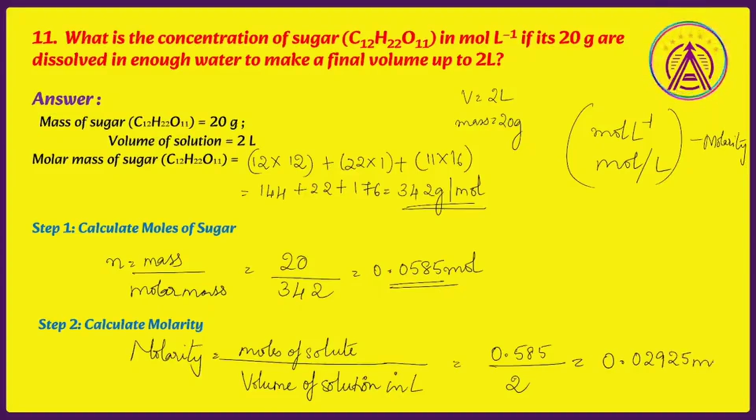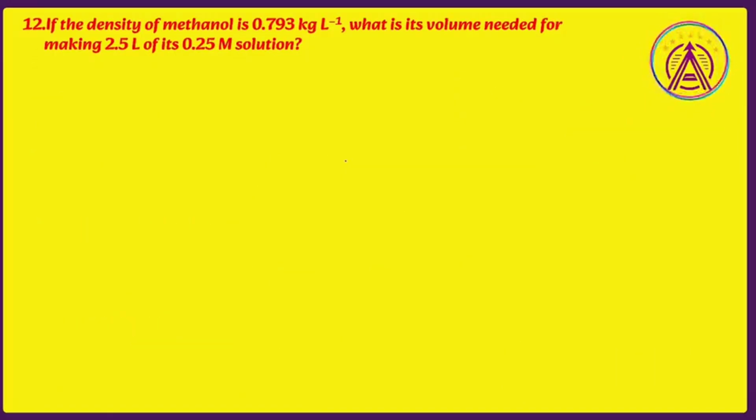moles per liter. Question number 12. The density of methanol is 0.793 kg per liter. What is its volume needed for making 2.5 liters of its 0.25 molar solution? Okay. So here, just see what is given to you in the question. Density is given as 0.793 kg per liter. We can just convert this kg to grams. It will be 793 grams per liter. Second thing, they have given you the total volume of the solution, which is 2.5 liters, with a concentration of 0.25 molar.